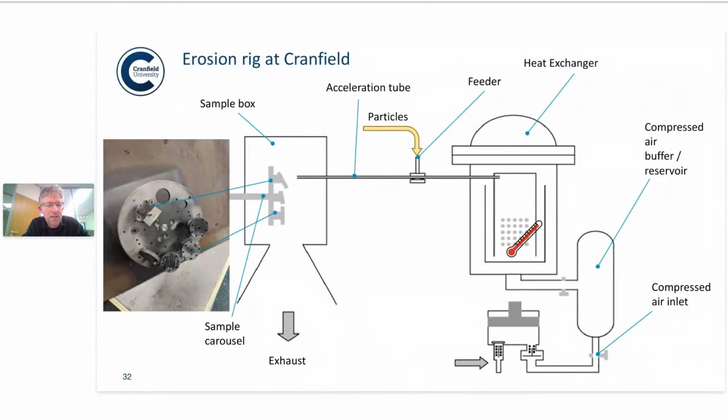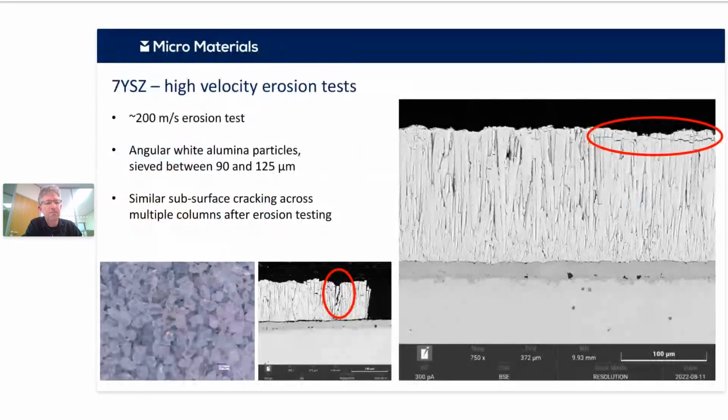The interesting thing, of course, is, well, how does that correlate with the real erosion results? So this is a schematic of the erosion rig at Cranfield that's been around a long time. It's been updated recently. And this rig allows the ability to do these very high speed, high velocity erosion tests. So under standard conditions, when you have angular alumina particles around a 100 micron size, this translates into doing erosion tests at around 200 meters per second. So it's quite a complicated thing.